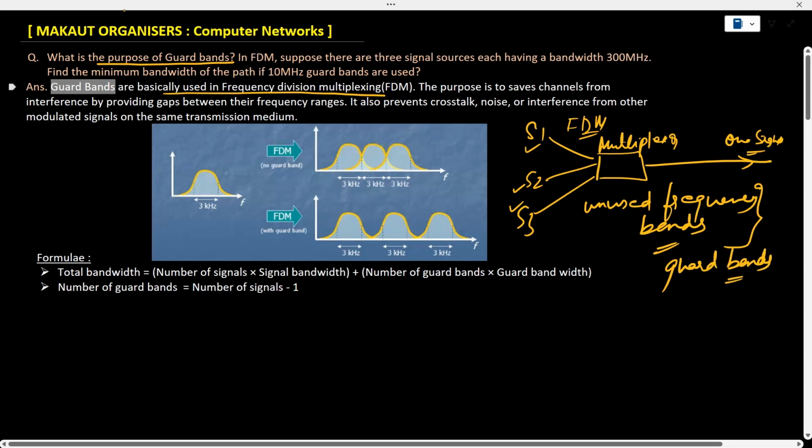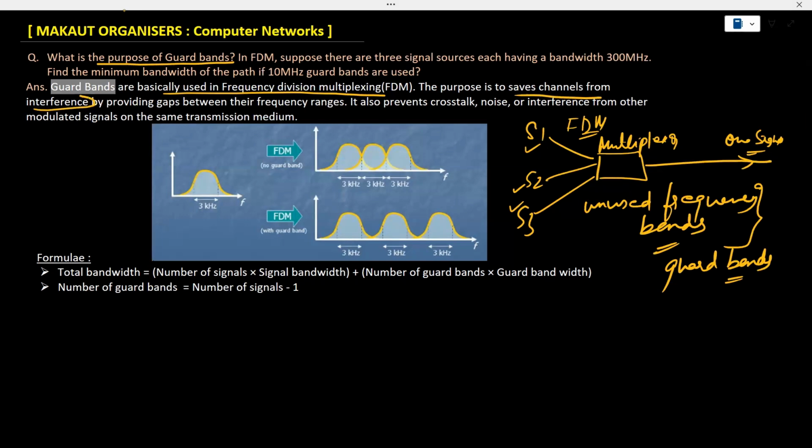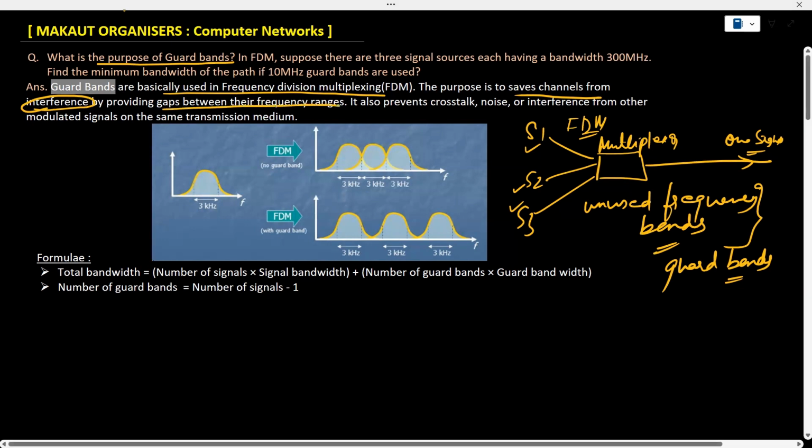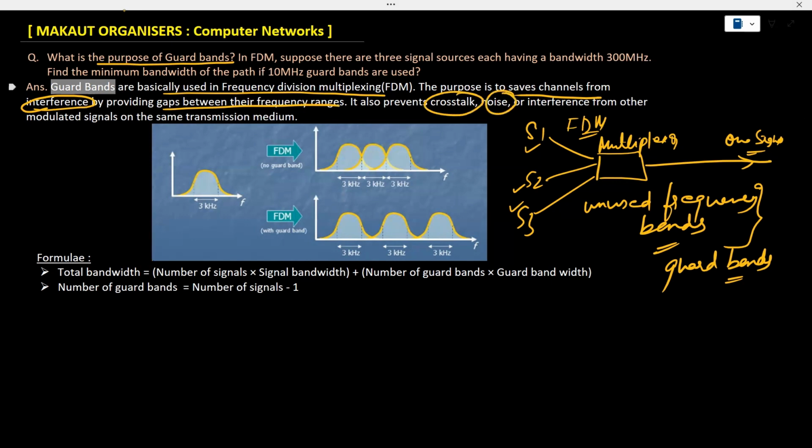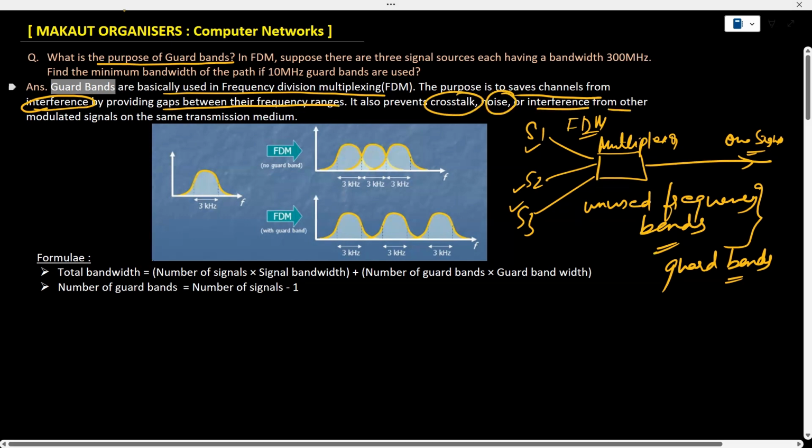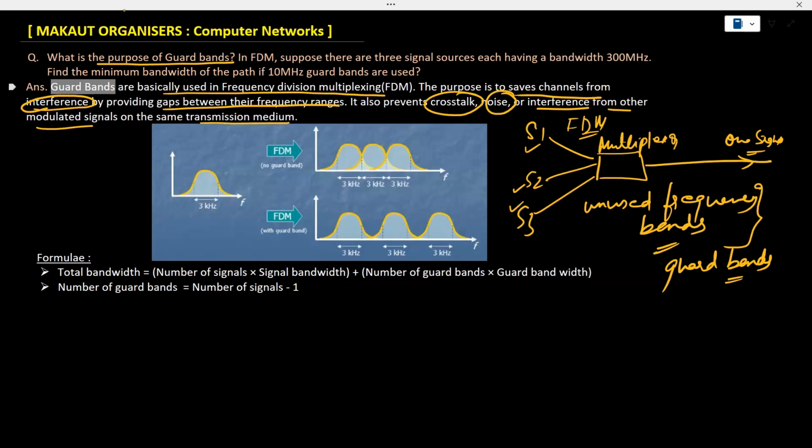So what is the purpose? The purpose is to save channels from interference. Mark these keywords: interference, by providing gaps between their frequency ranges. It also prevents crosstalk, noise, and interference from other modulated signals on the same transmission medium.